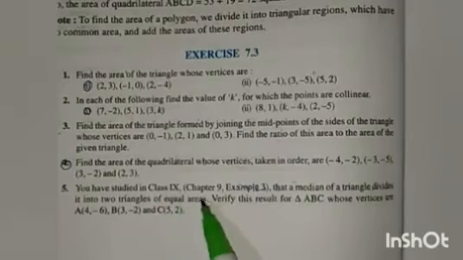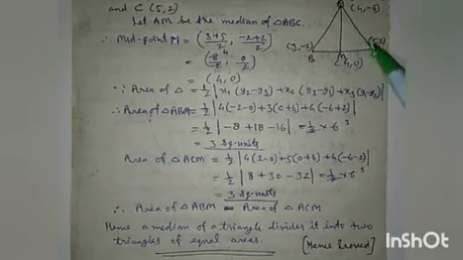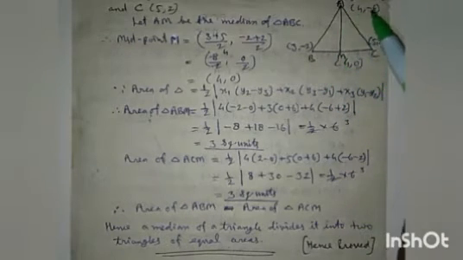Question number 5. You have studied in class 9th, chapter 9, example 3, that a median of a triangle divides it into two triangles of equal areas. Verify this result for triangle ABC whose vertices are A (4, -6), B (3, -2), and C (5, 2). Here triangle ABC is shown in the figure. Its vertices are also written here.